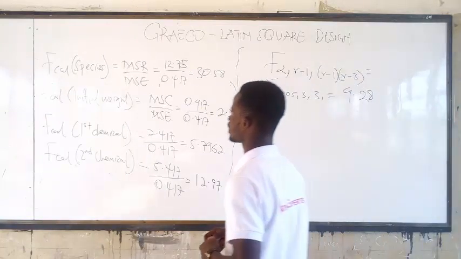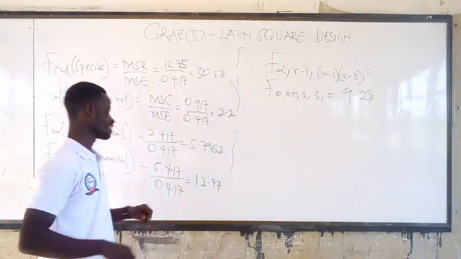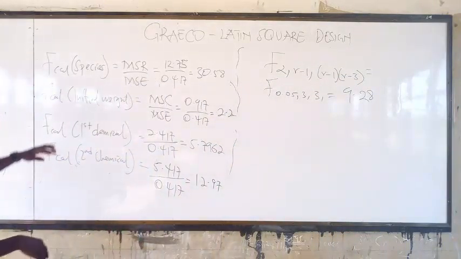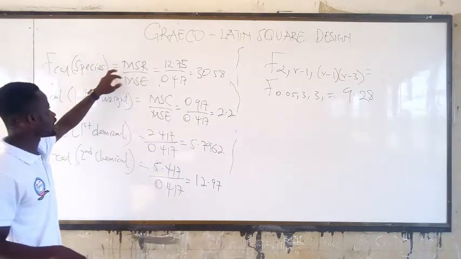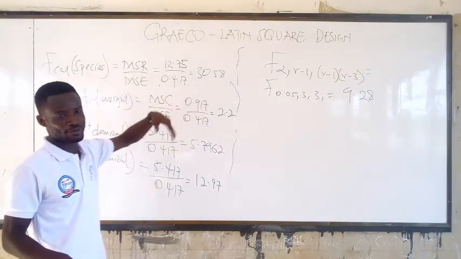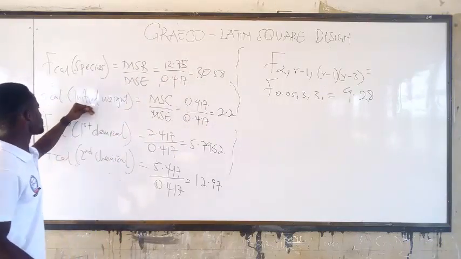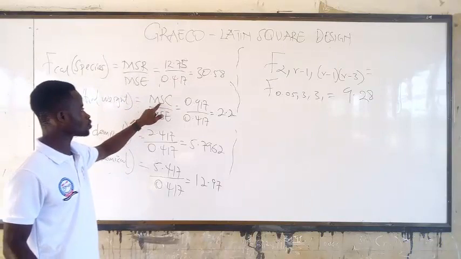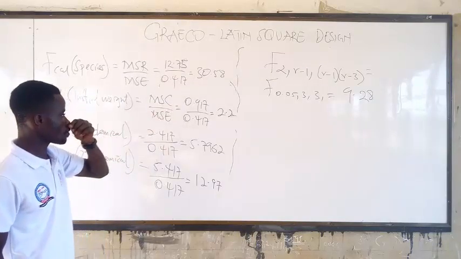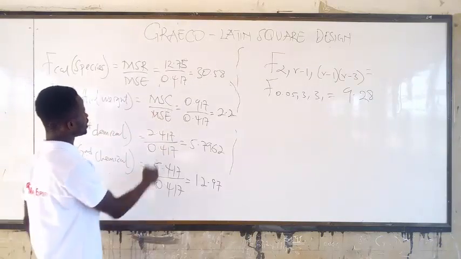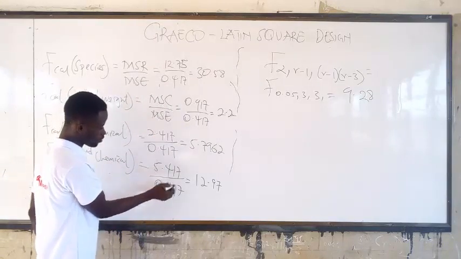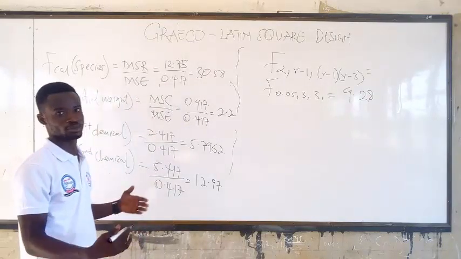Alright, so that is the F calculated. Now the F calculated for the speed is the mean square of the row. That represents the speed, over the mean square of the error. The F calculated for the initial weight is the column, so the mean square of the column over the mean square of the error. In fact, the mean square of the error will always come in the denominator.